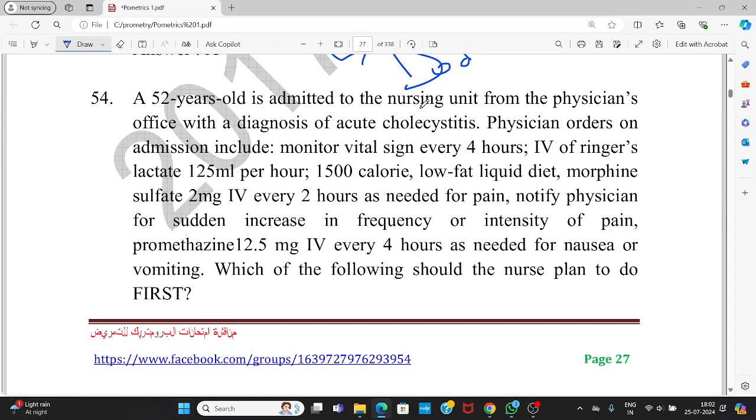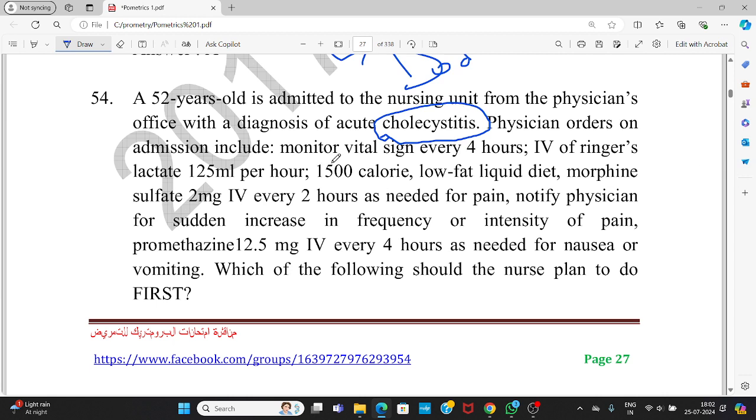A 52-year-old is admitted to the nursing unit from the physician's office with a diagnosis of cholecystitis. What is cholecystitis? It is inflammation of the gallbladder. Physician orders on admission include. So the patient has inflammation of the gallbladder, and because of that the patient has come to the unit and is getting admitted. Since it is an infection, of course, the patient will have medication, isn't it? So what are the medications for the patient?